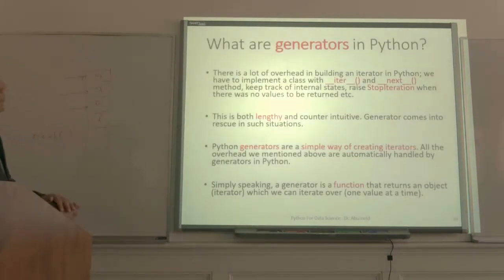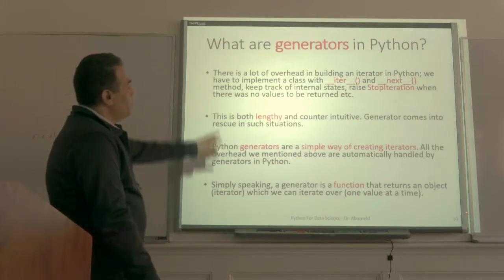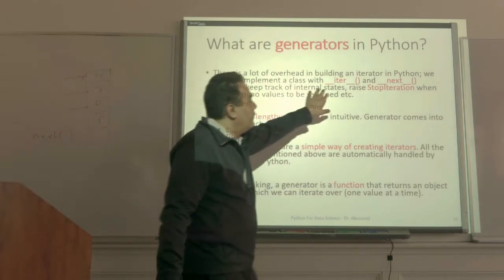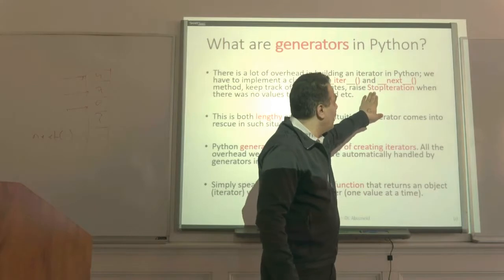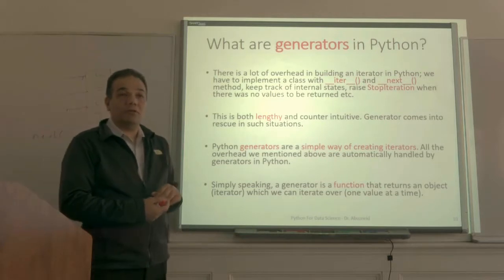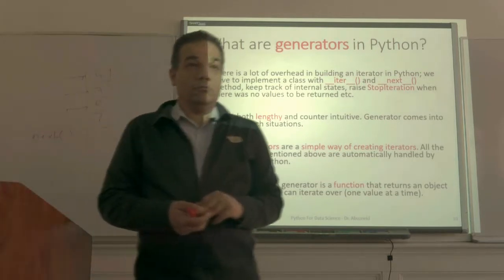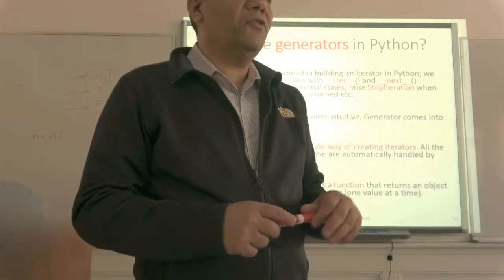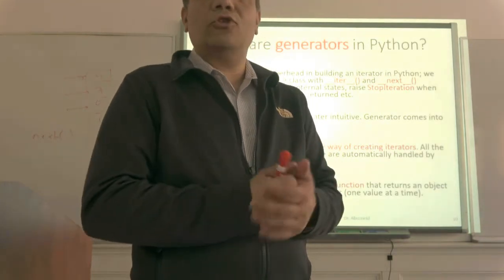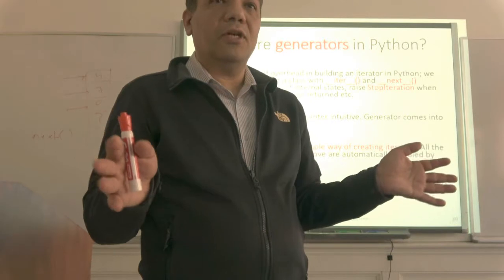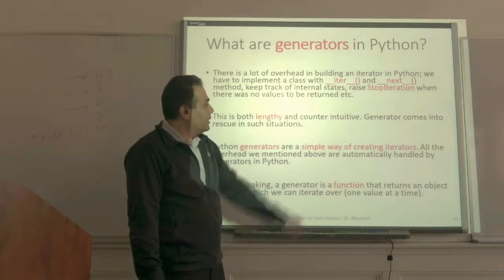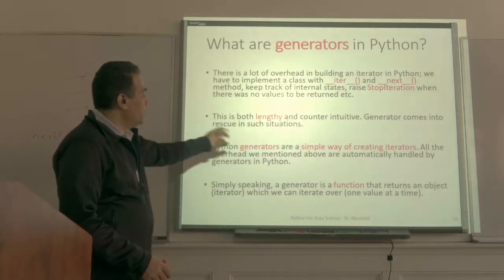So, what are generators in Python? We explained iterators before. You need to have the iter method, the next method, and you have to raise StopIteration when you reach the end. So this process is very lengthy to create, right? You have to write two functions. Two minutes ago I was saying it's very easy, just overload two methods. Now I'm telling you that's too much, because a generator is much easier. This is lengthy and counterintuitive. Generators come to the rescue in such situations.